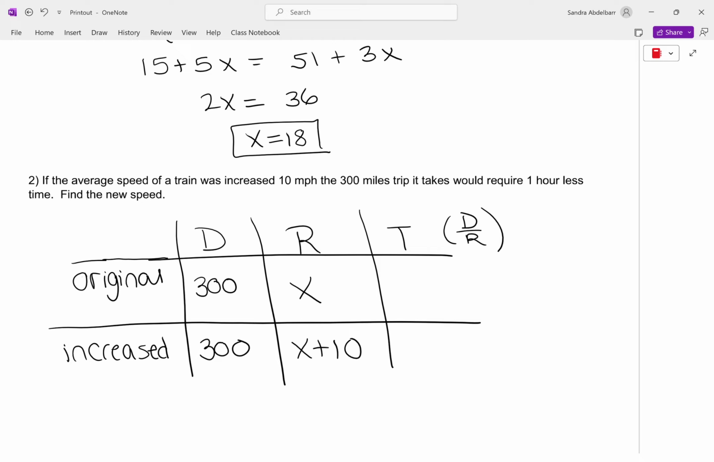Now, where does that whole 1 hour less come in? Does it come into the chart or does it come in after, in our equation? It comes in after, in our equation. That 1 less hour comes after, when we're setting up our equation. So our time for the original is just going to be 300 over x. Our time for the increased is 300 over x plus 10.